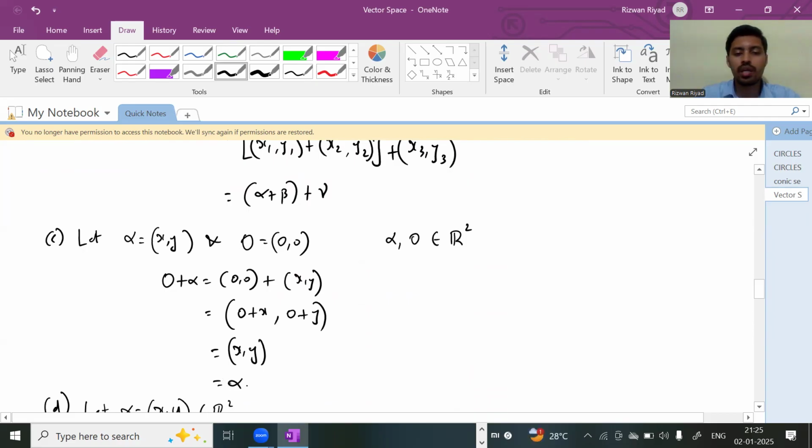In the same way, you can find alpha plus 0 is also alpha. 0 plus alpha is also alpha, for all alpha belongs to R square, and 0 is also in R square. So the third property is also happening here. The third axiom is also satisfied here.